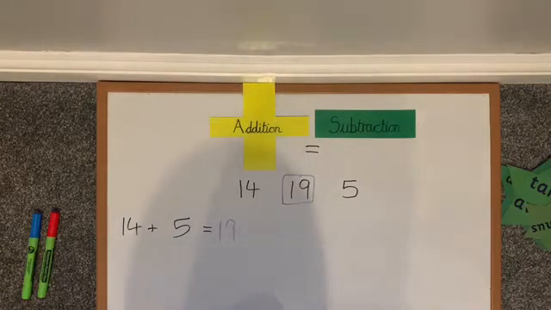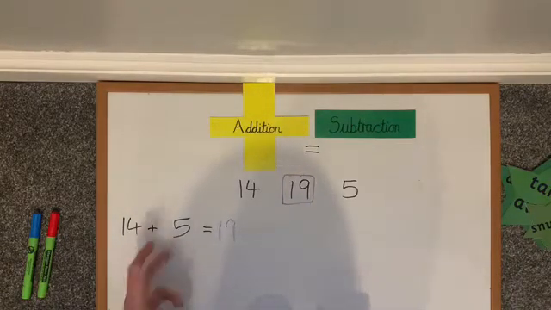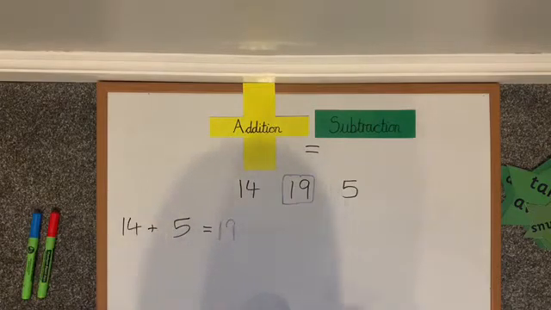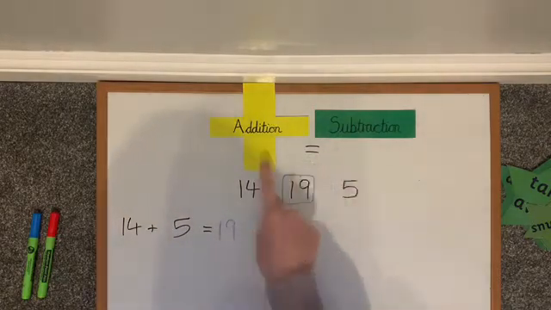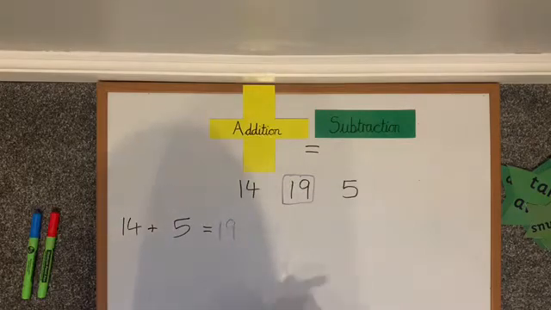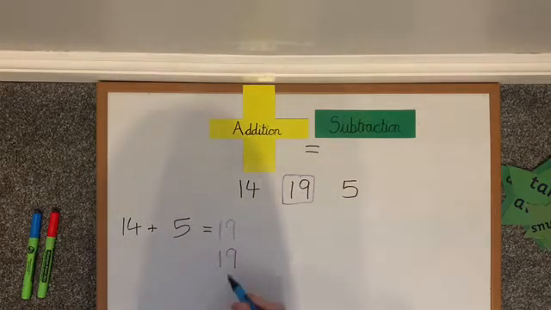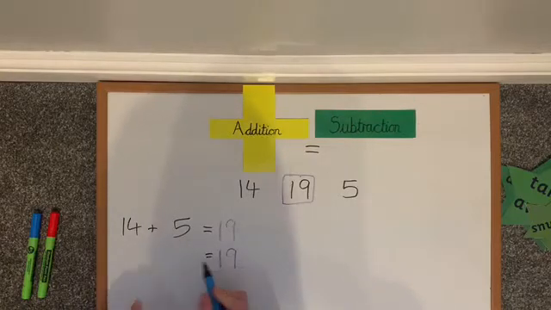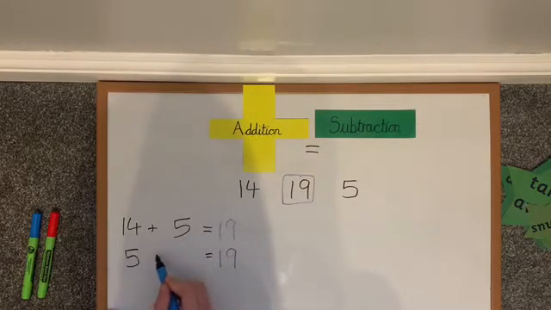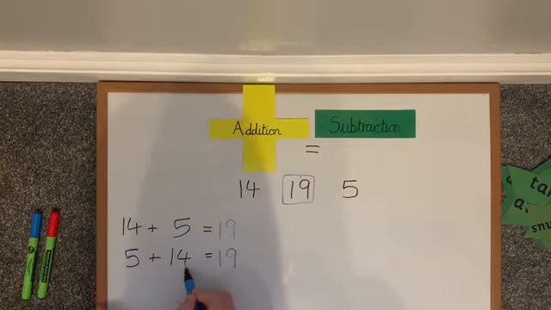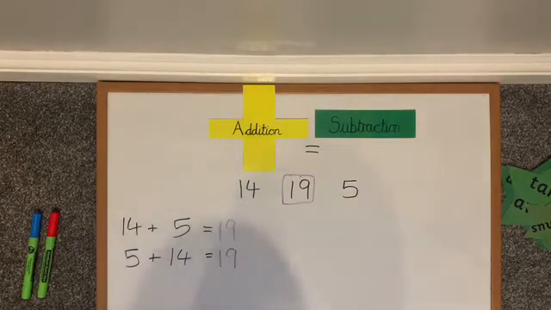Or we also know when we're adding, we can add in any order. That's what's special about adding. We can't do that with subtraction, only adding. We can add in any order and still end up with the same whole amount. So instead of adding 14 and 5, I could start with the 5 and add on 14. It would still give me 19.